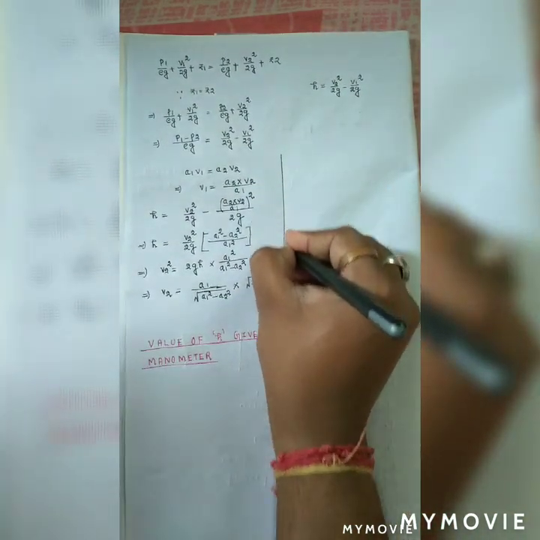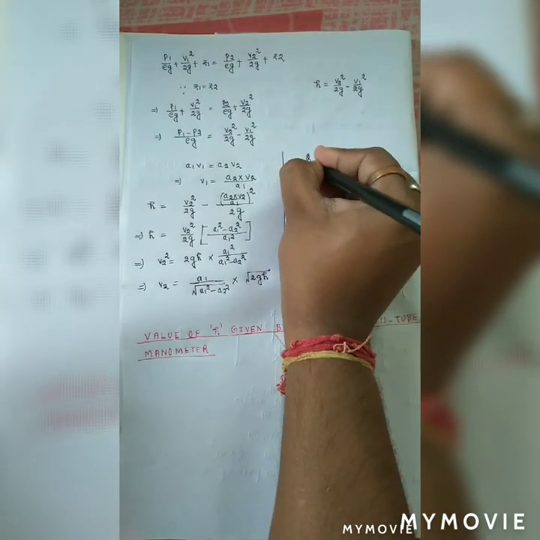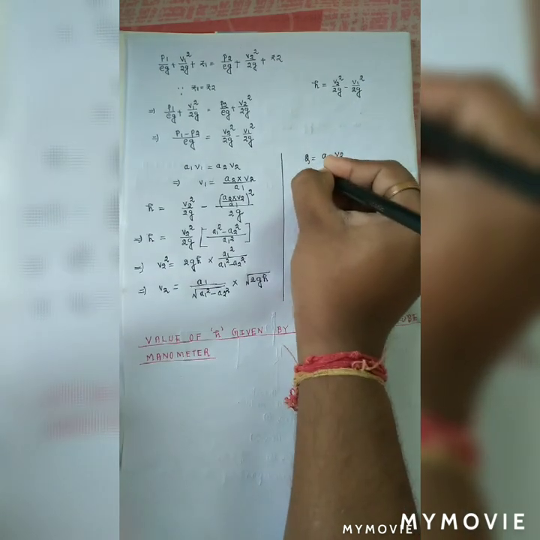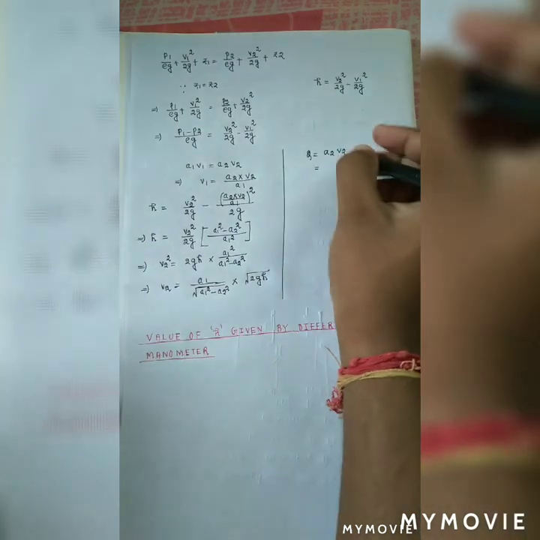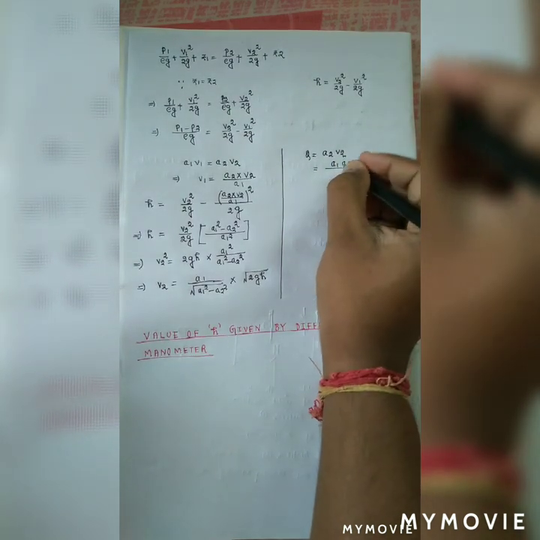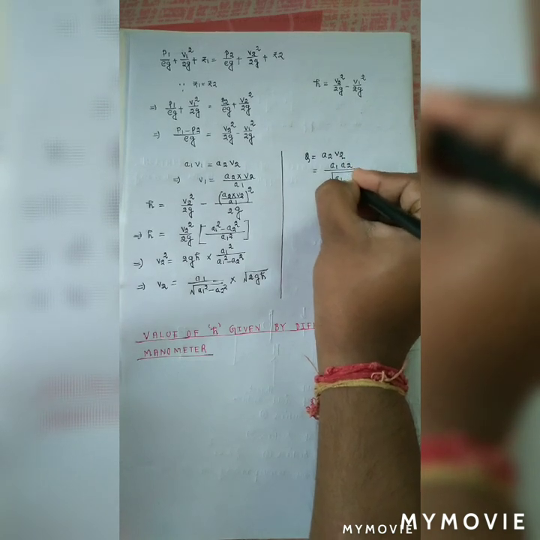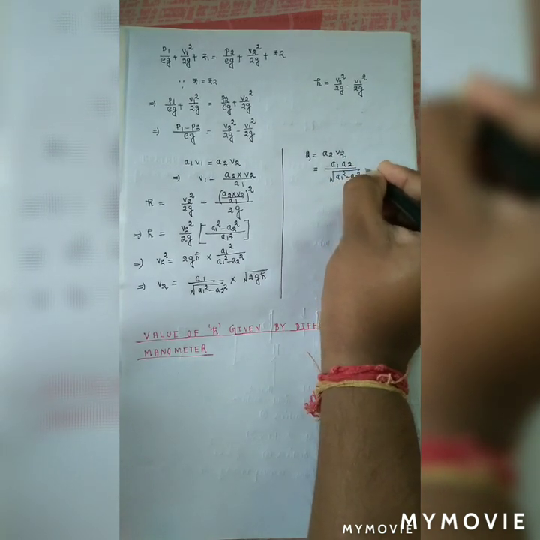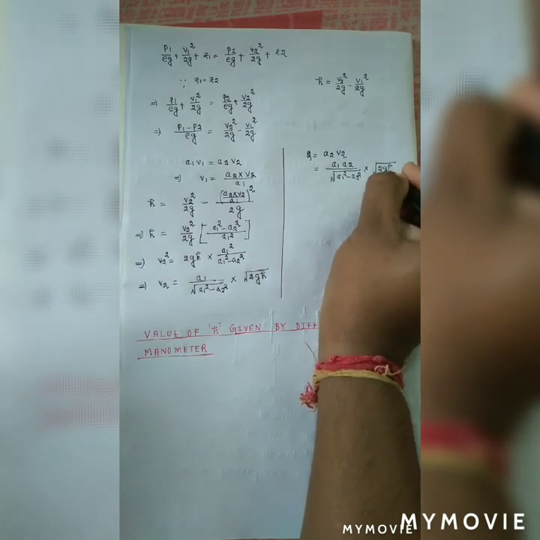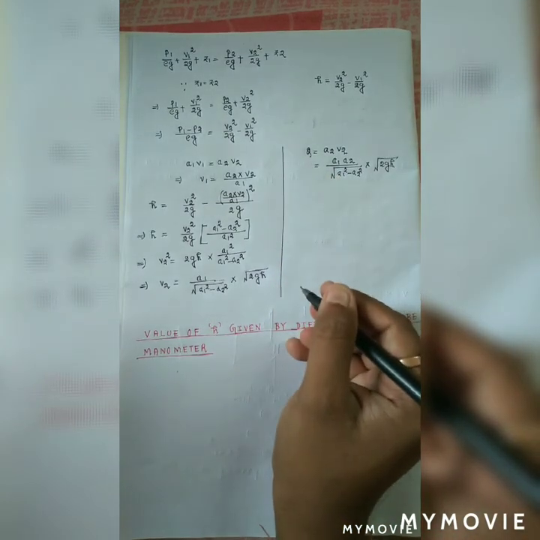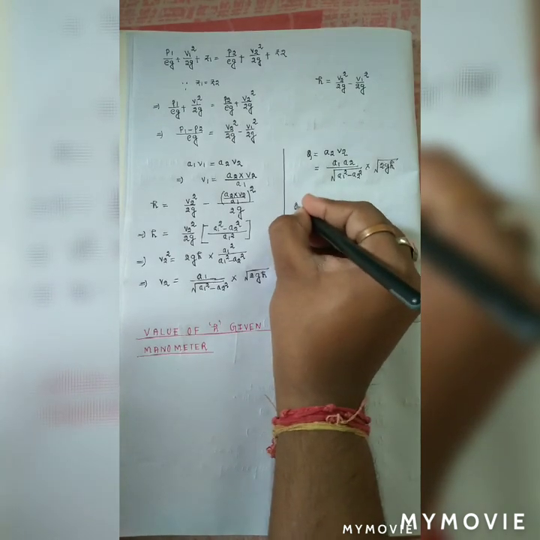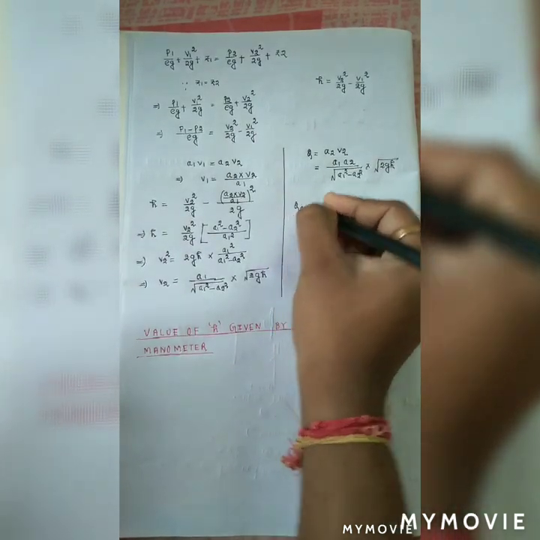So you can get the value of v2, but we will need the value of discharge, that means Q. So this will be Q equal to, for outlet section, a2 into v2, so a1 into a2 by root over a1 square minus a2 square into root 2gh. Okay, so this is actually the theoretical discharge, but we need the actual discharge, that means Q actual.